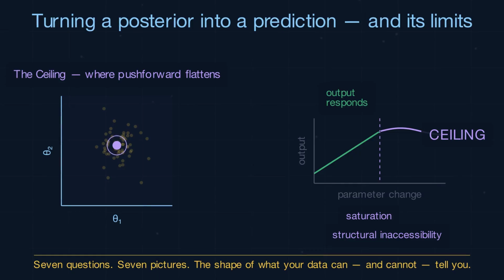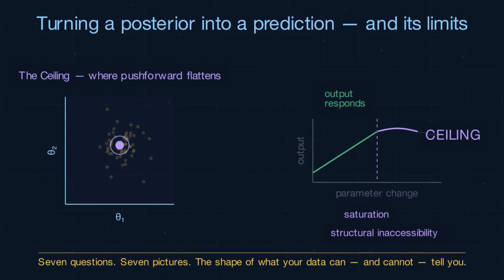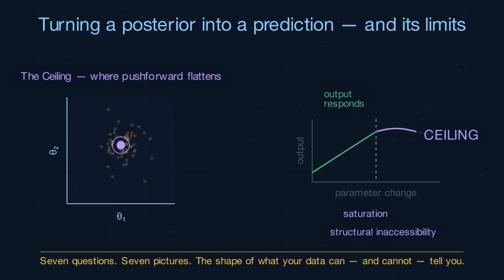7 questions. 7 pictures. Every picture shows you something an equation alone never could, the shape of what your data can and cannot tell you.